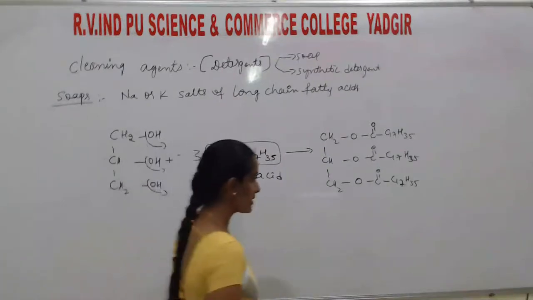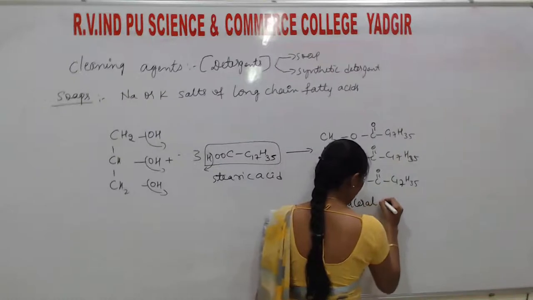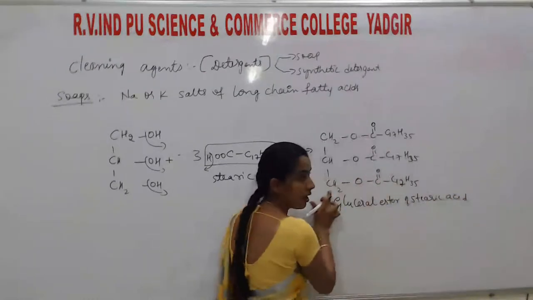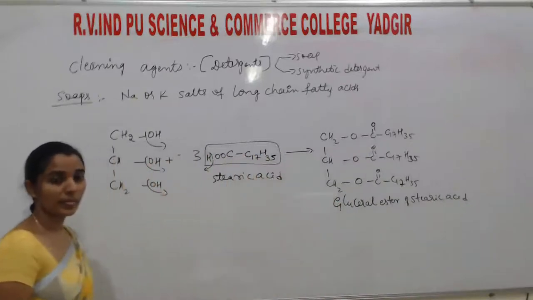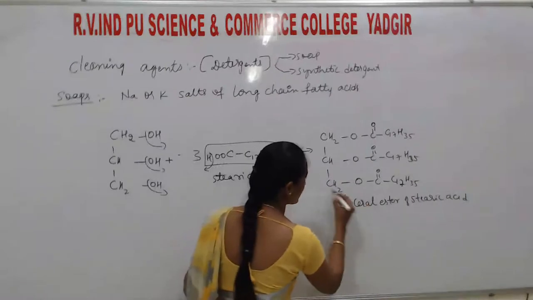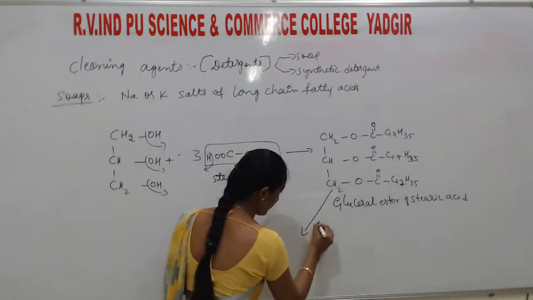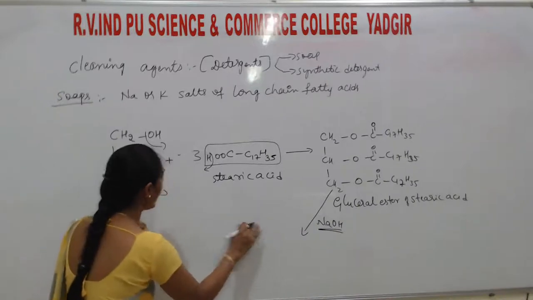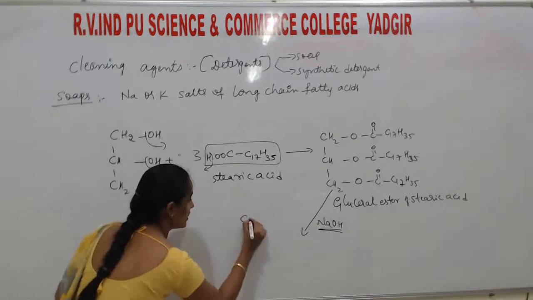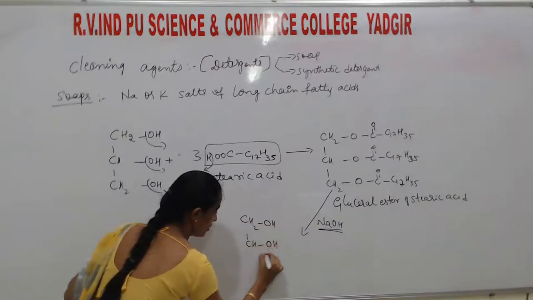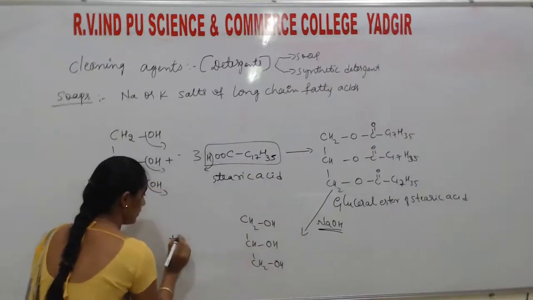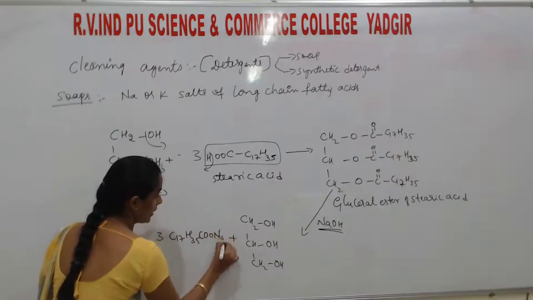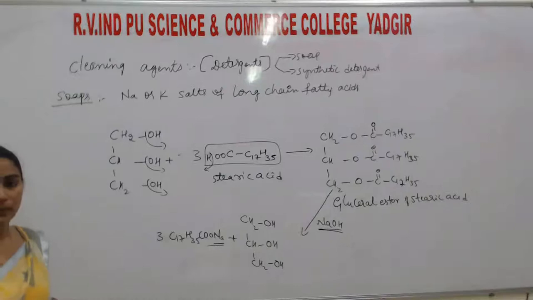So this one is glycerol tristearate, the ester of glycerol and stearic acid. It is an ester, C double bond O, R. Understand? If this ester is treated with NaOH, then it regains the alcohol, that is CH2OH, CHOH, CH2OH, and it forms three molecules of C17H35COONa, that is the sodium salt. The only other thing is glycerol.